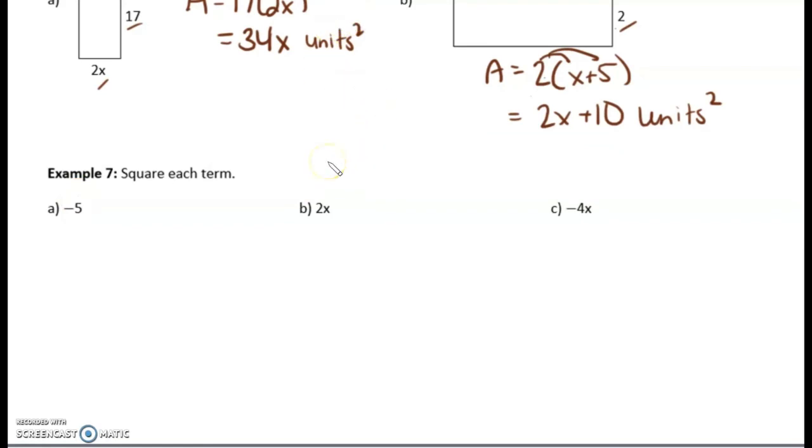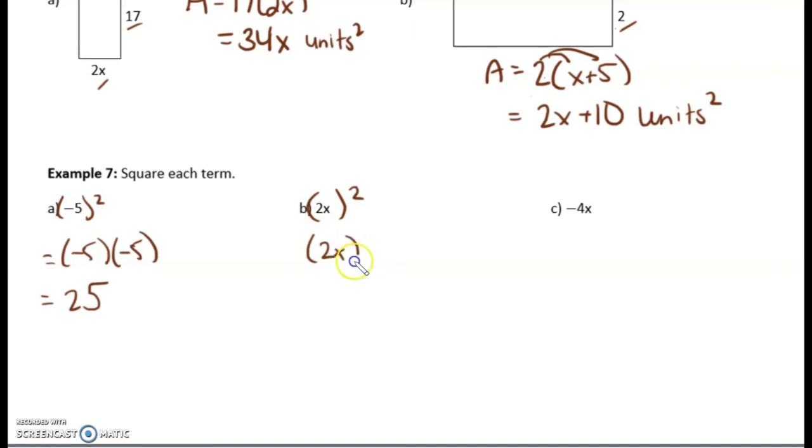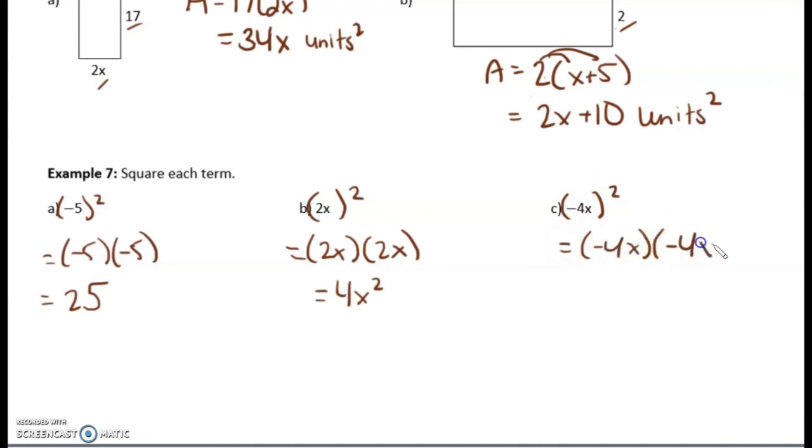Okay, and example 7, square each term. So let's bracket this and square it. Expanded form would be negative 5 times negative 5, which gives us 25. Okay, b, bracket and square. Expanded form would give us 2x times 2x, which is actually 4x squared. Okay, and then c, bracket and square. So negative 4x times negative 4x, well, we're going to get 16, right? Negative 4 times negative 4 is 16, and then we're going to get x squared.